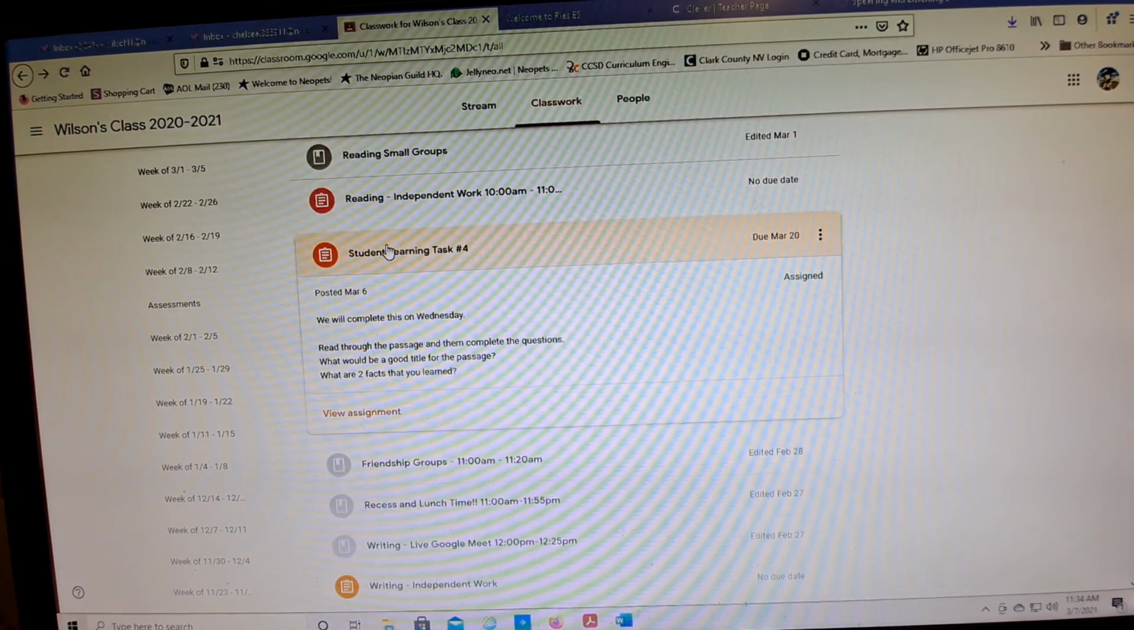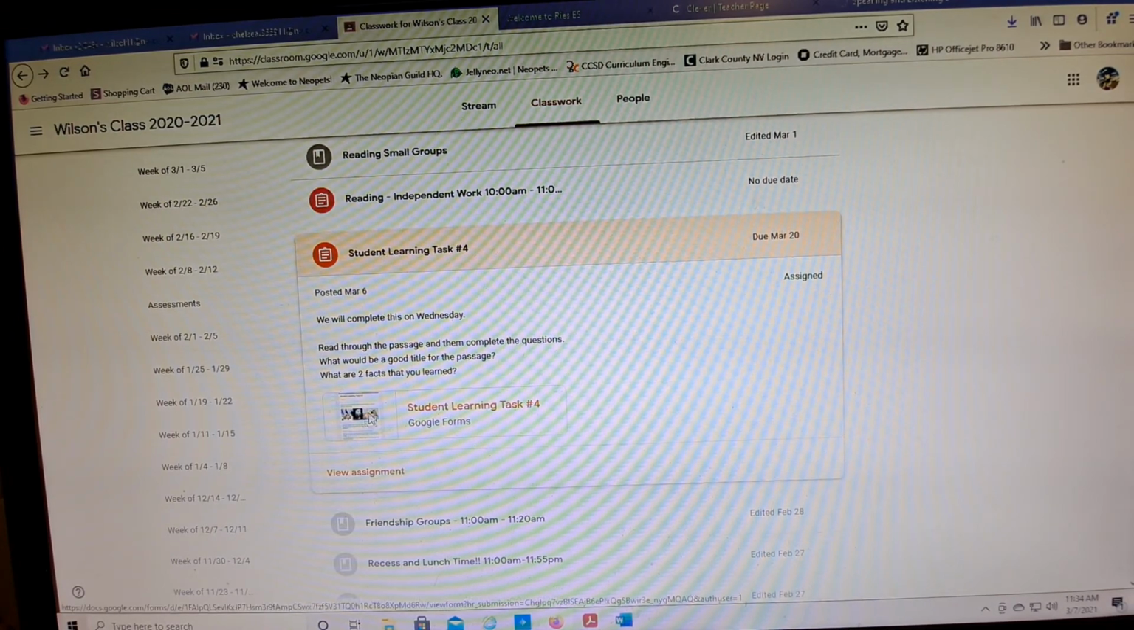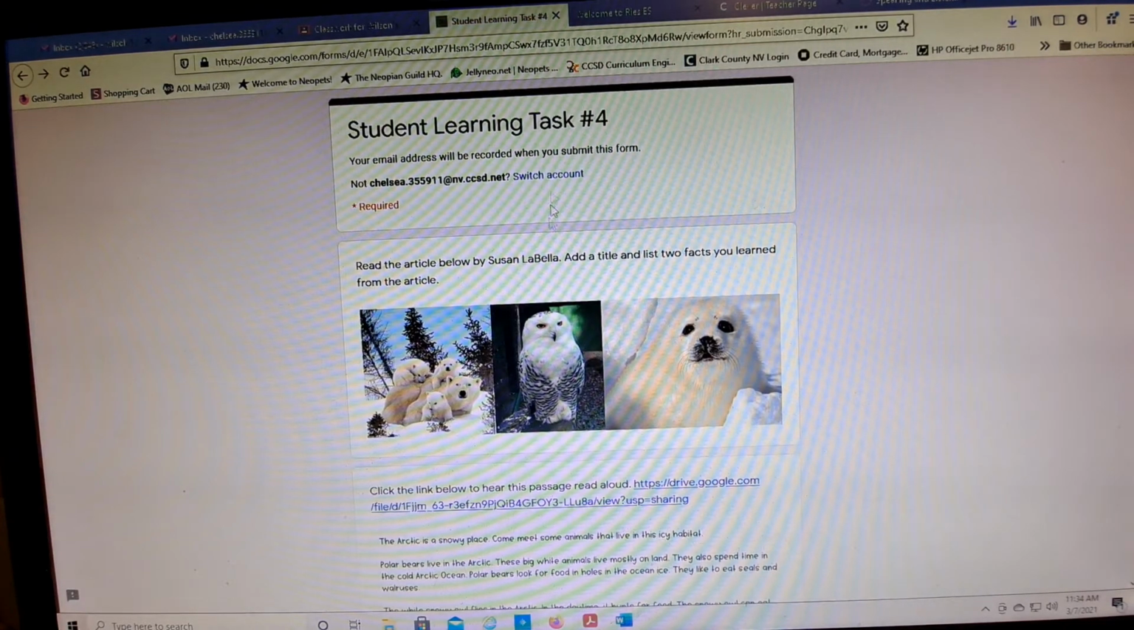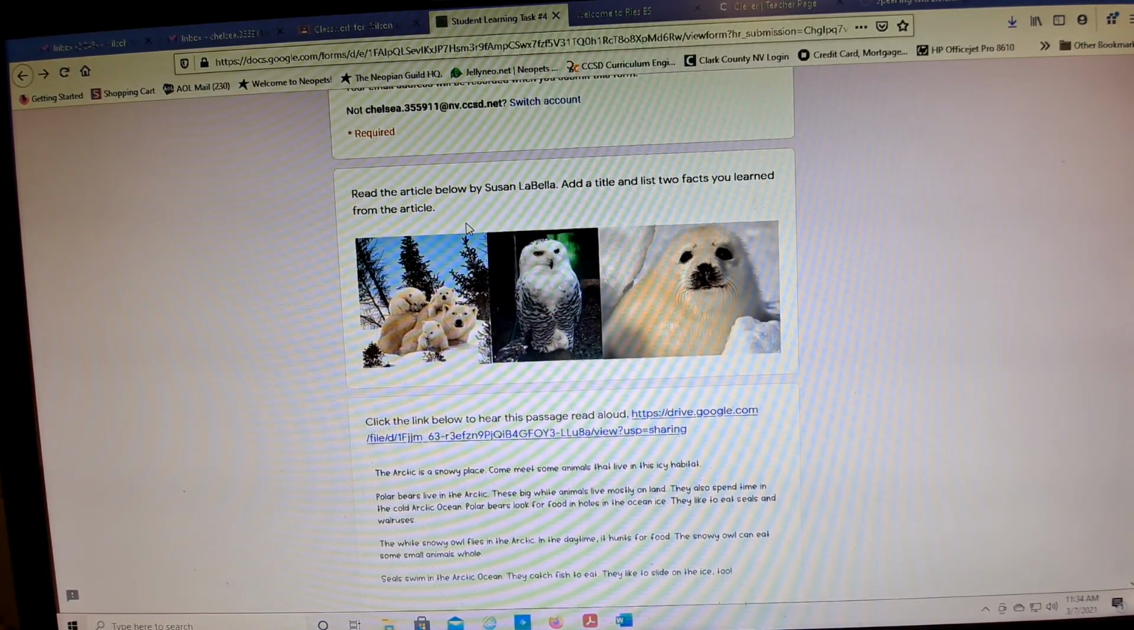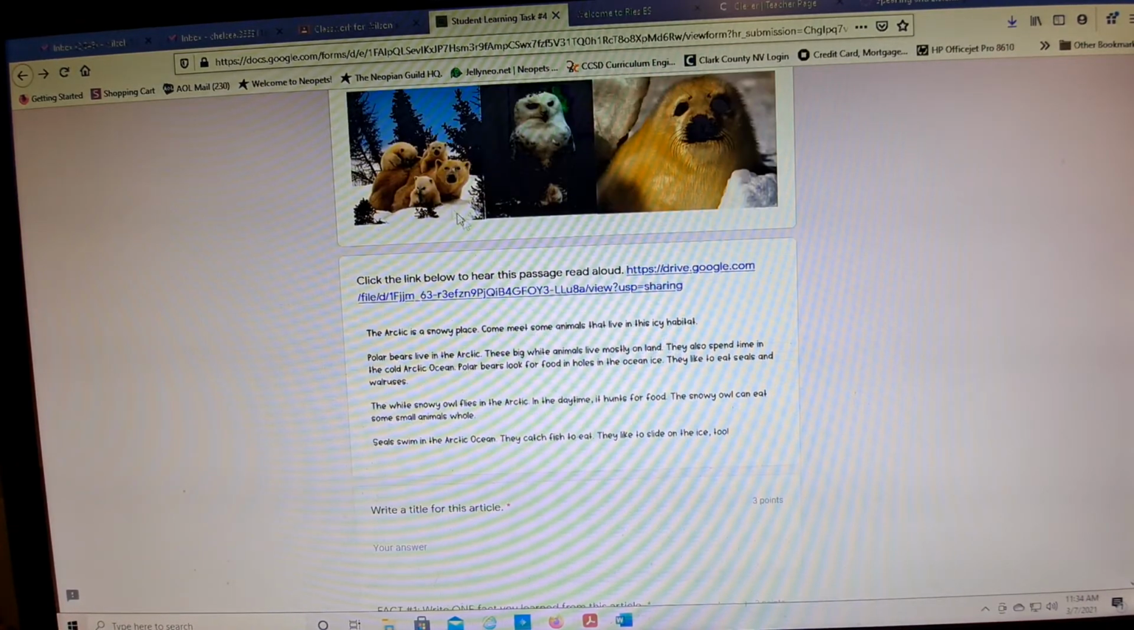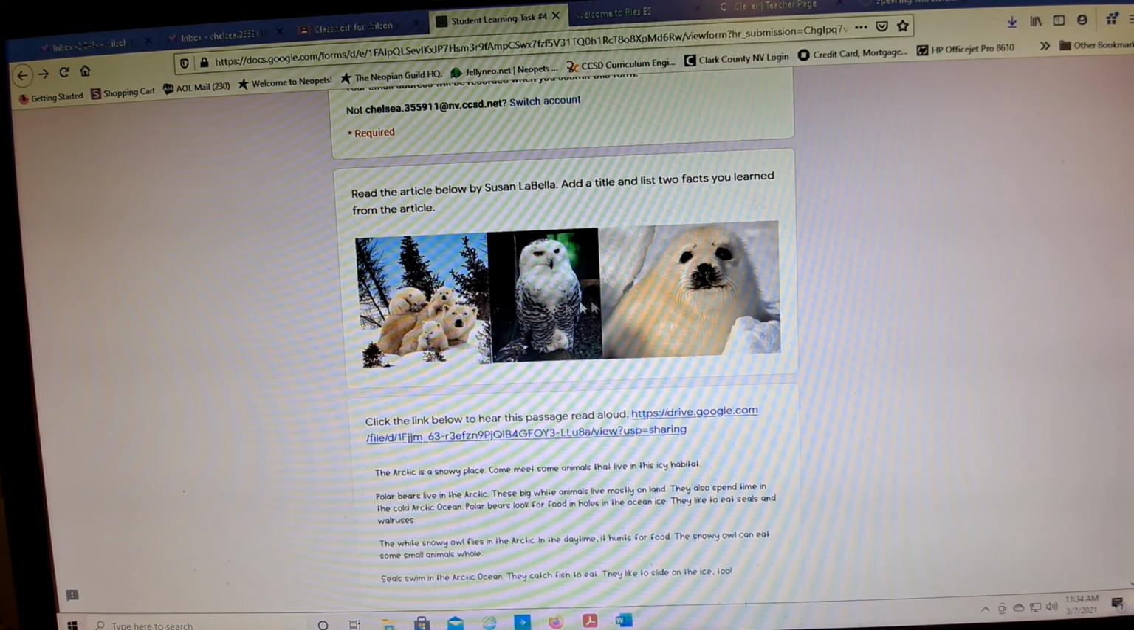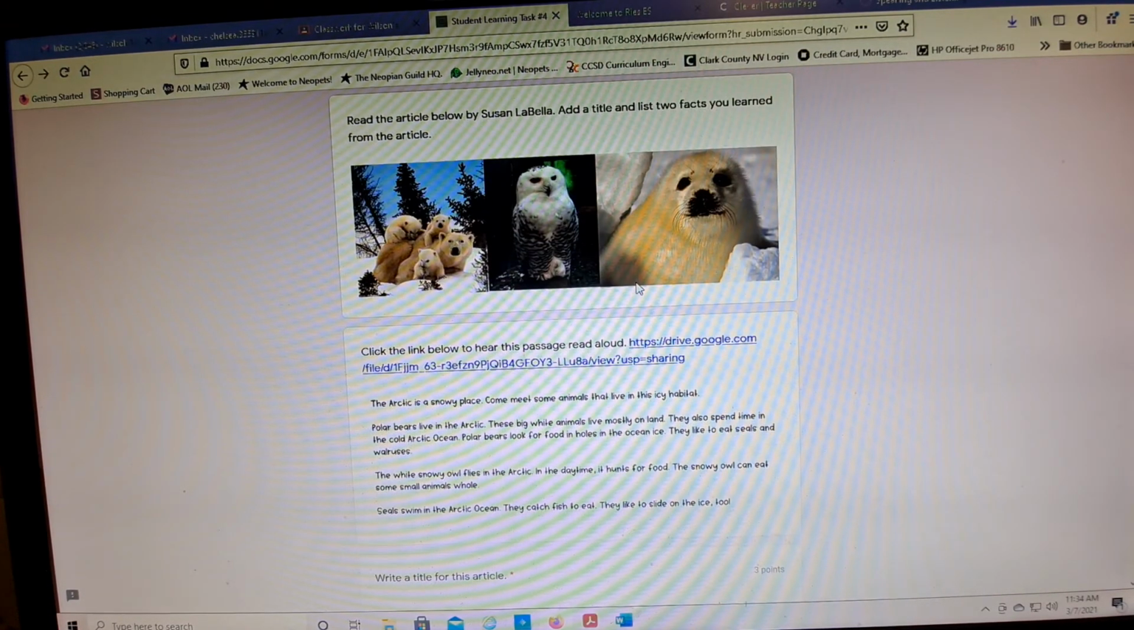Student learning task is done as a Google form. You read the article, which it looks like we've got some pictures here that are going to give us some clues as well. I want you to read the article, come up with a title for the article. What would be a good title? And then list 2 facts that you learned.